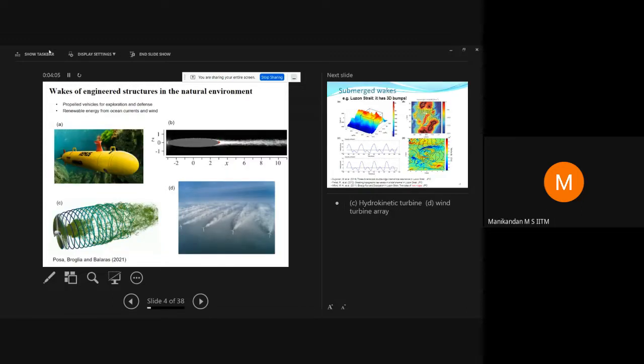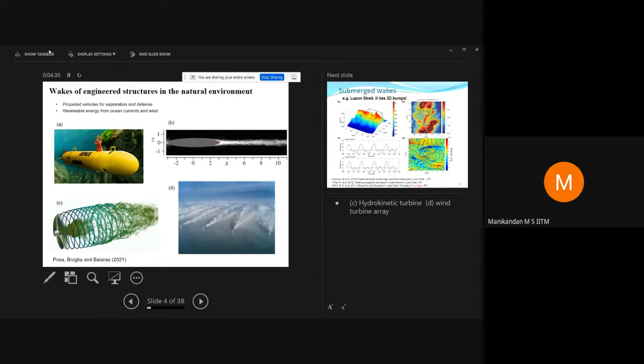Then, of course, we have the wakes of engineered structures. And here stratification matters, and I'll talk about what exactly it does. Stratification is basically density stratification, in the ocean or the atmosphere. So you have a density gradient so that the stable configuration of the flow is heavy below, light above. And you have these examples here.